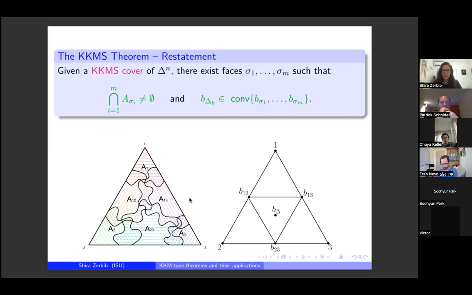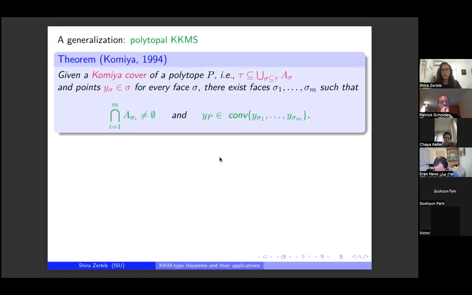All right, so now we want a polytopal version of this theorem, and this is what Komiya gives us in '94. So Komiya observes that we can replace delta by any n-dimensional polytope, and we can replace the barycenters by any pre-chosen points in the faces, and still the theorem would be correct. So here is Komiya's theorem.